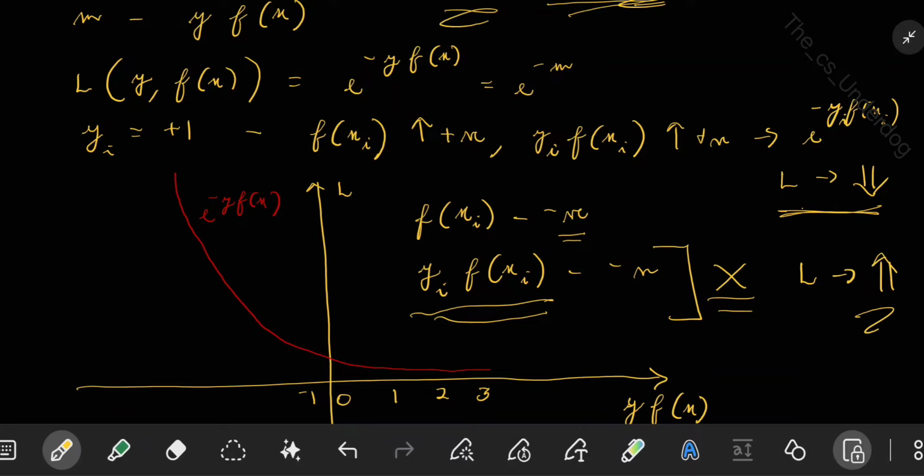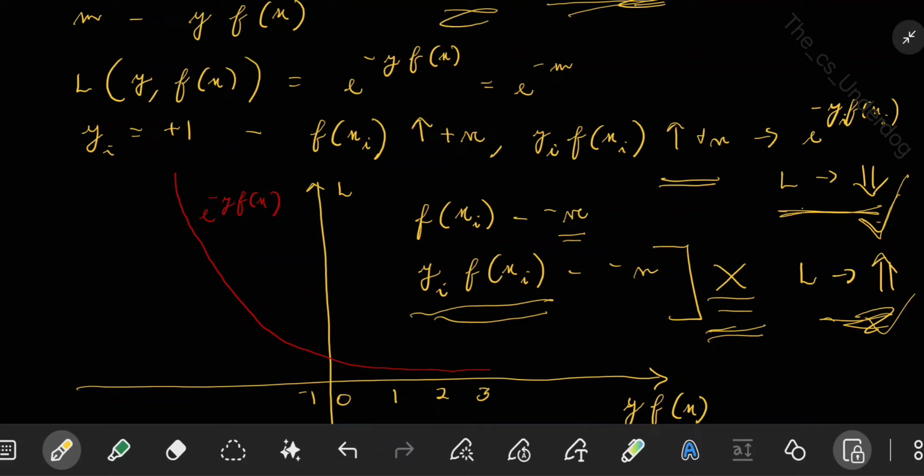From this, what did you understand? Whenever your classification is correct and confident, the value of loss is very small. Whenever your classification is wrong, that is, whenever it is a misclassification, your loss is very large. This means e power minus yi into f of xi is a very good loss function. Whenever you need a larger loss, it depicts a larger loss. Whenever you need a lower loss, it depicts a lower loss value. This is how you should understand that exponential loss helps you as a loss function. It is a good loss function to have.